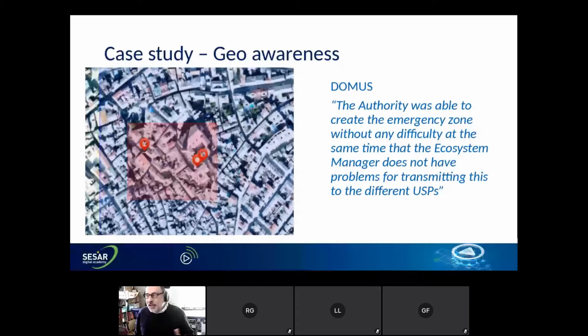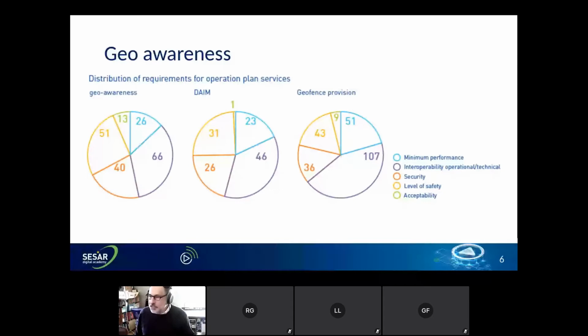So overall, the different projects produce a very large number of different requirements for how to implement geo-awareness. These requirements come from both the exploratory projects and the demonstration projects. And the bulk of them focus on the technical requirements for interoperability and technical implementation details. But they addressed all the 5 different areas of requirements, including public acceptability, secure implementation, maintenance of safety, and so on.